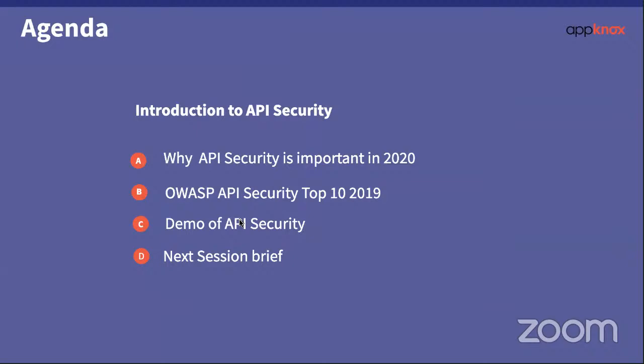So, sharing a brief agenda. We'll talk about why API security is important in 2020. Then the OWASP API security top 10. We'll be giving you a demo of API security, and also a brief on what would be covered in the subsequent session.